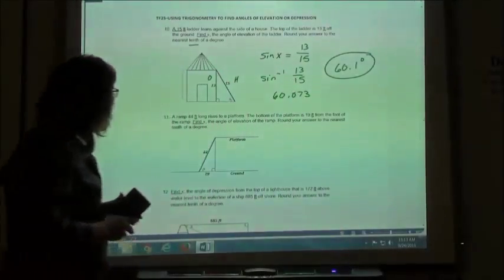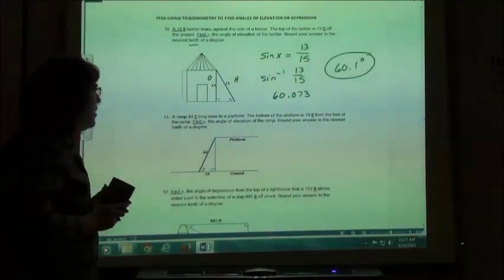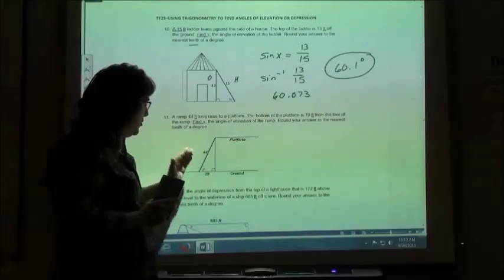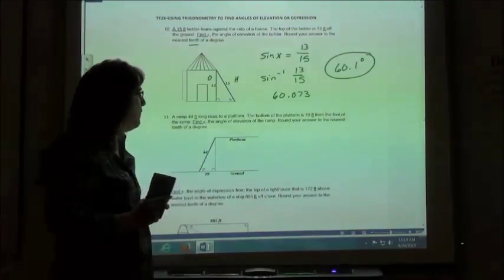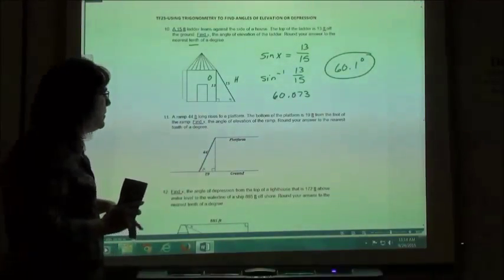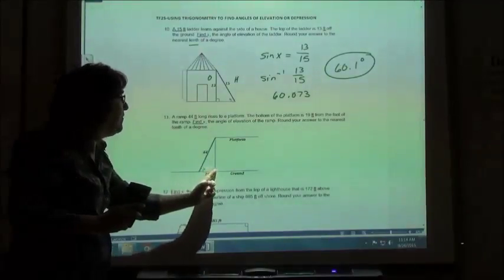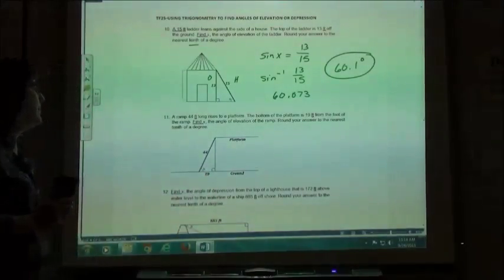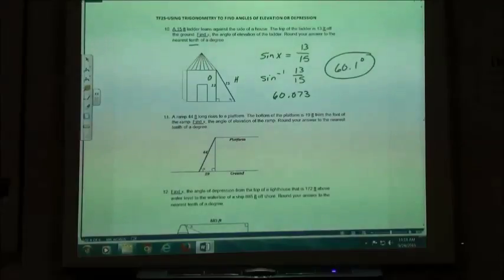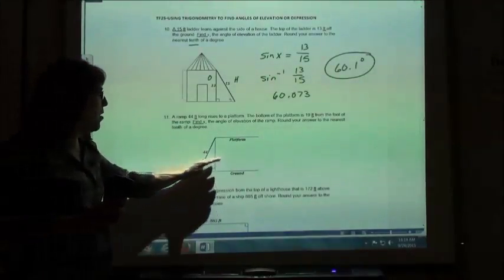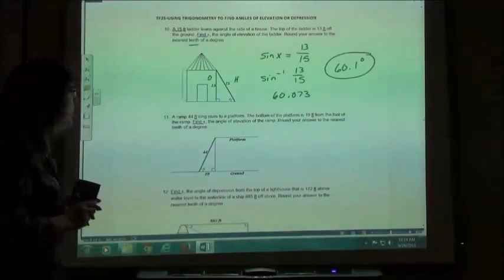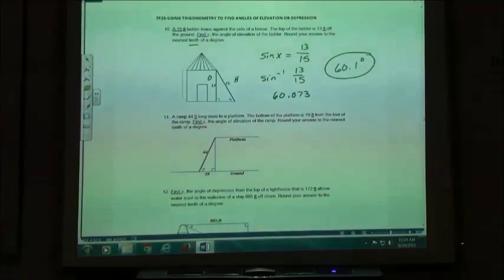Number 11 says a ramp 44 feet long rises to a platform. So it's on the ground, they're putting it up to a platform for a ramp. The bottom of the platform is 19 feet from the foot of the ramp. Find x, the angle of elevation of the ramp. So how high is that tilted up? Round your answer to the nearest tenth of a degree.